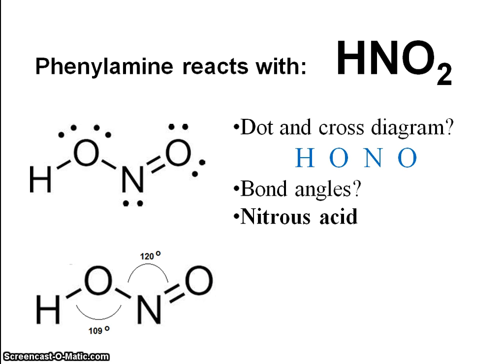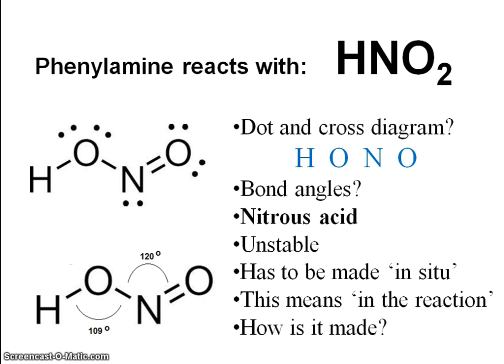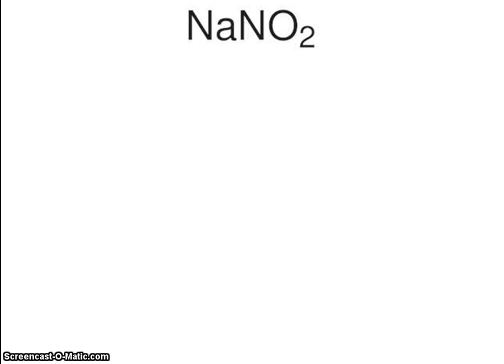So nitrous acid is the molecule, highly unstable, so it has to be made when it's needed. It's made in situ, which simply means it's made in the reaction. So we'll be looking at the detail here. We start with sodium nitrite, as it used to be known.